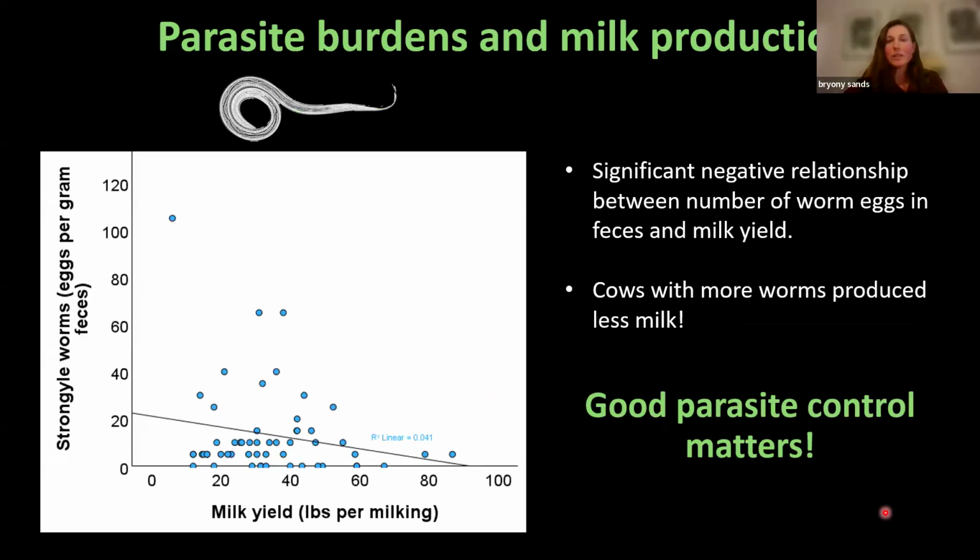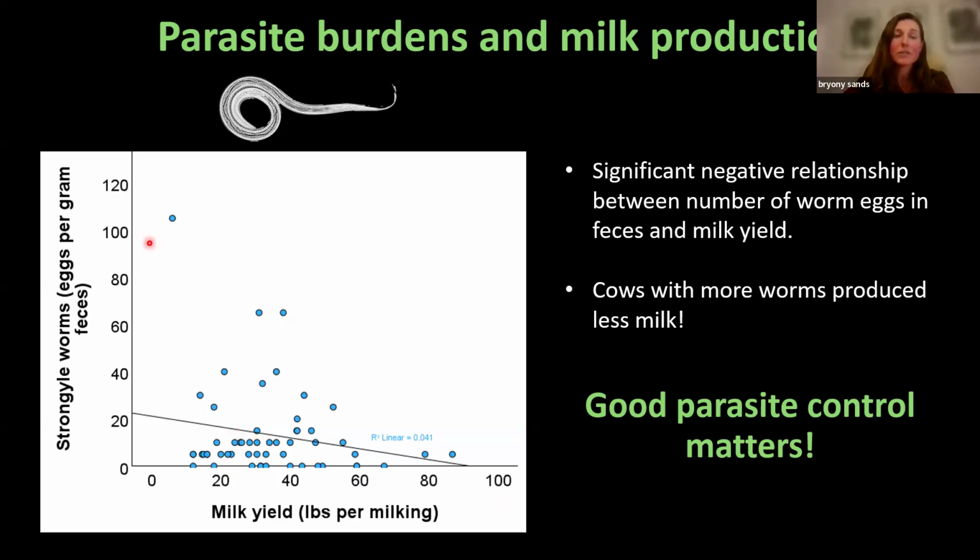Looking at parasite burdens and milk production, again, up the side, we have the number of worm eggs in the feces. Along the bottom, we have the milk yield of that animal. And again, there's a significant negative relationship here between the number of worm eggs and the milk yield. So cows that had more worms produced less milk. And that, again, really highlights that good parasite control really matters.